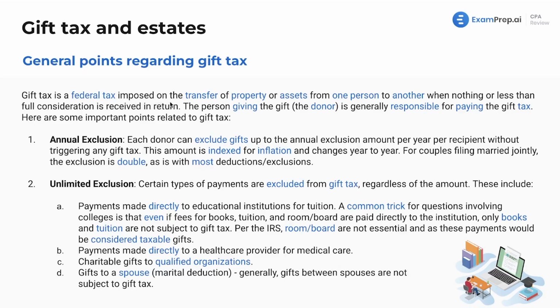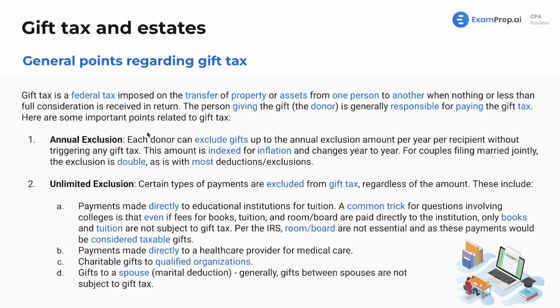Federal tax imposed on the transfer of property or assets from one person to another when nothing or less than full consideration is received in return. In the real world, distinguishing between a transaction and a gift may be difficult. But for the purpose of the exam, we're not going to really have to determine if this was a gift or not. It'll pretty much tell you this was a gift. The person giving the gift, the donor, is generally responsible for paying the gift tax, as we saw.